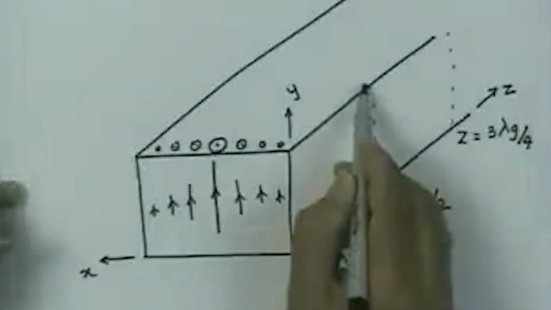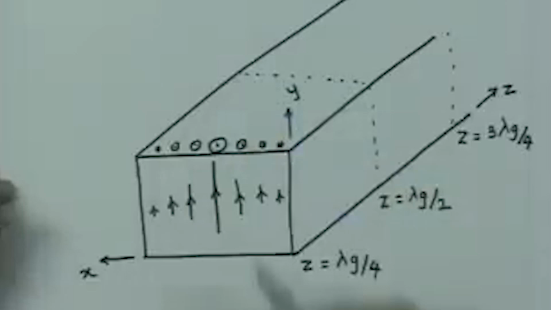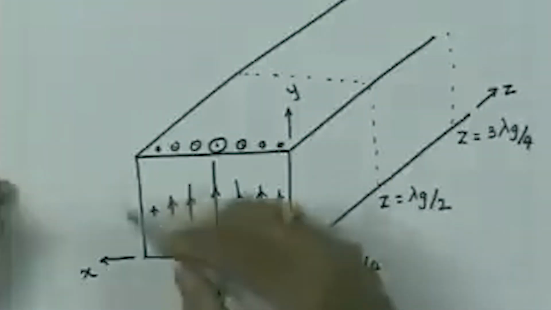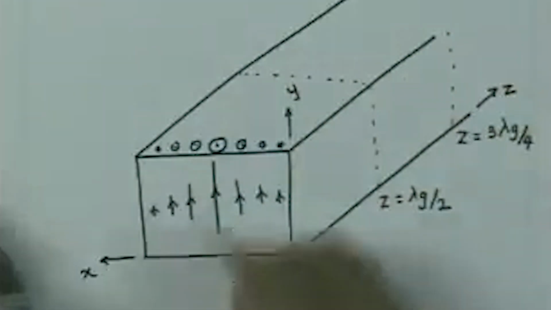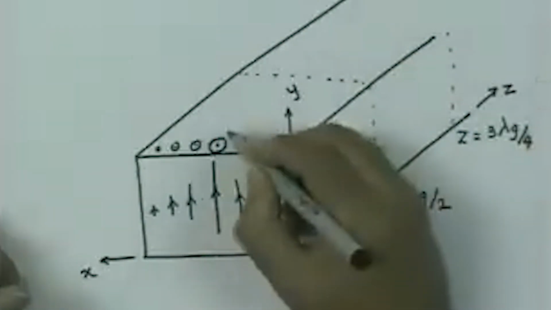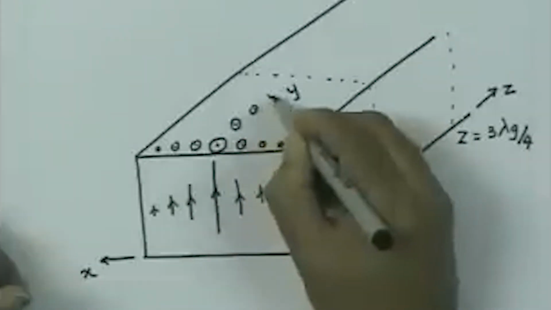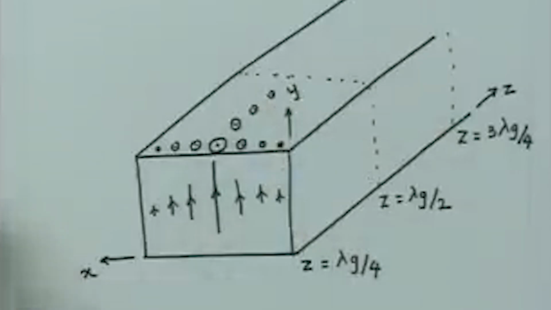And as I move in this direction, the z direction, this field has a sinusoidal variation. Here the field was maximum. As we go along the z direction, the field amplitude will decrease. So, this will become smaller, smaller, smaller and become 0 at this location.